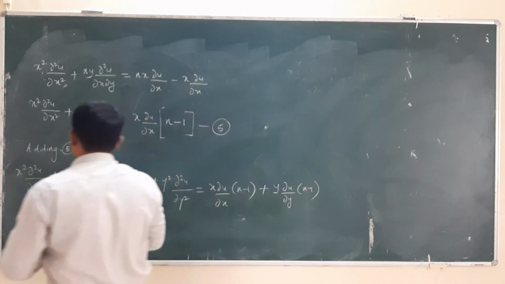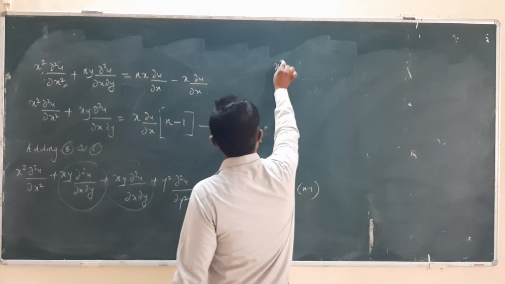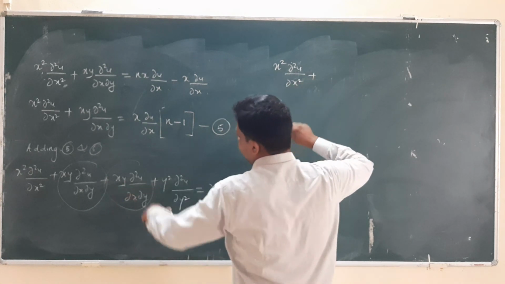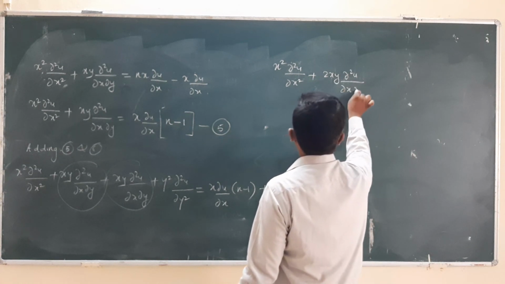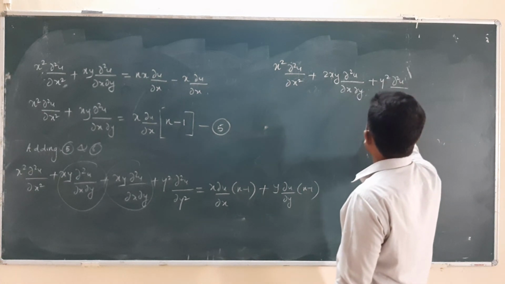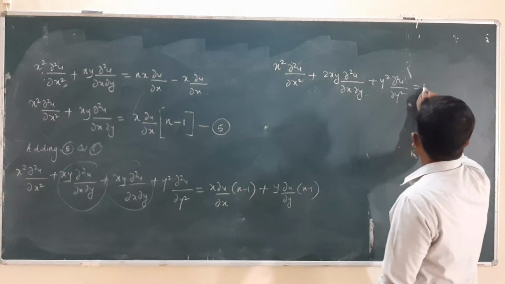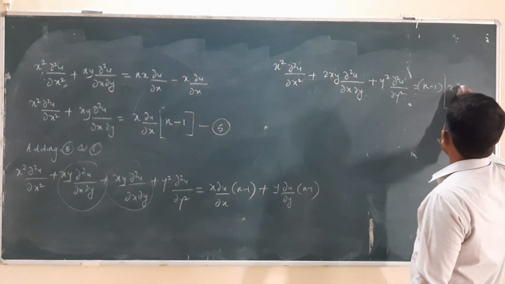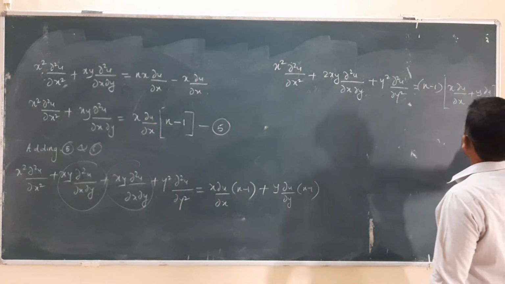So now I will add these two terms. This becomes x square dou square u upon dou x square. So I will add this one, 2 times of x into y dou square u upon dou x into dou y plus y square dou square u upon dou y square. Here this n minus 1 is common, so remaining is here x dou u by dou x plus y dou u by dou y.